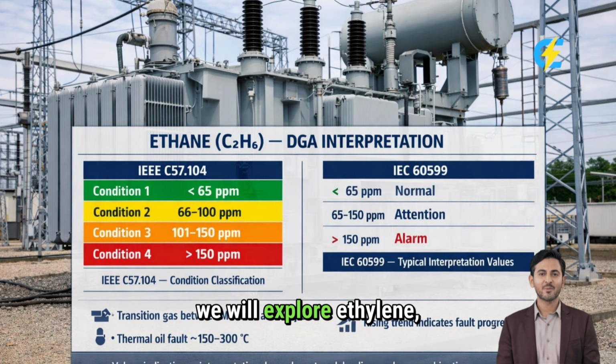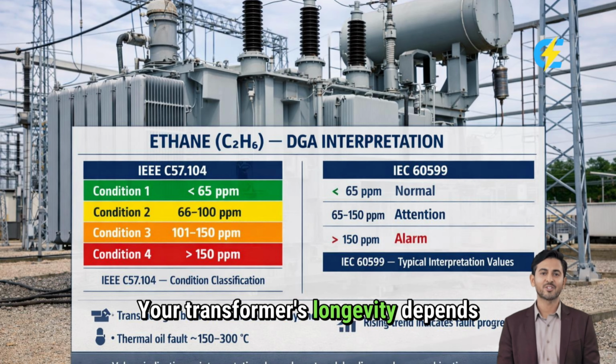In our next session, we will explore ethylene, the hotspot gas that signals dangerous thermal conditions. Until then, remember that ethane is your decision gas. When you see it rising, make the decision to act. Your transformer's longevity depends on it.